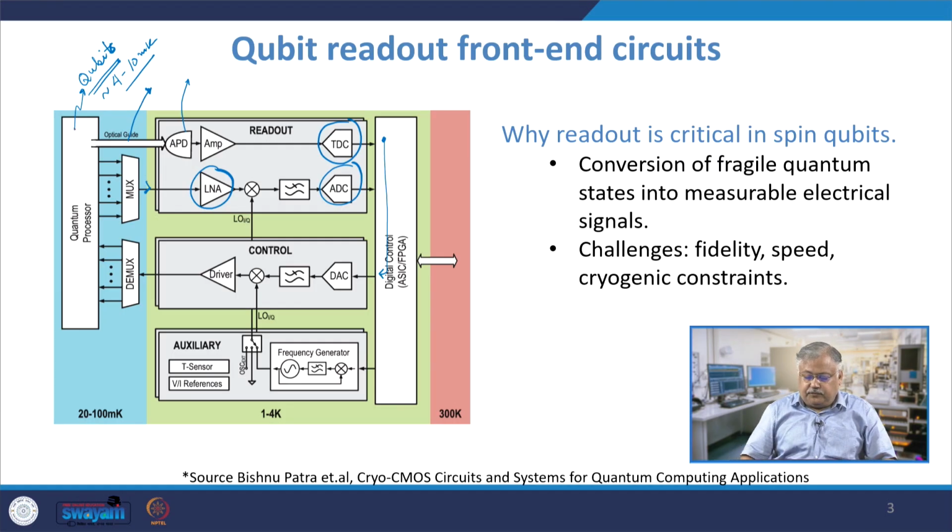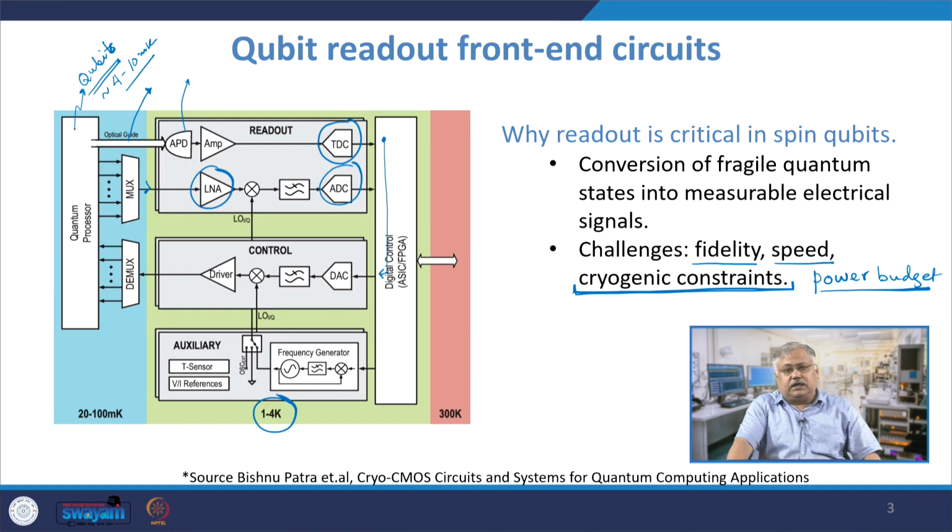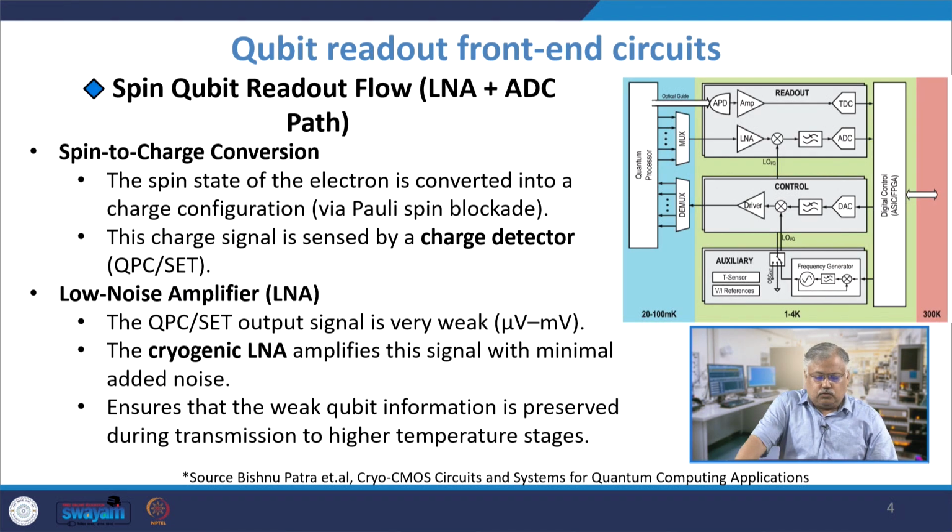The various challenges which you face are of course fidelity and speed, and of course there are cryogenic constraints, in the sense of the power budgets primarily. We will have constraints on power budgets to a larger extent, and therefore maintaining the temperature somewhere around 1 to 4 Kelvin in the readout circuitry is, if not an impossible task, a rather difficult task to maintain. So, this is the basic block diagram of any readout circuitry, where we want to convert these quantum qubits into their corresponding charge.